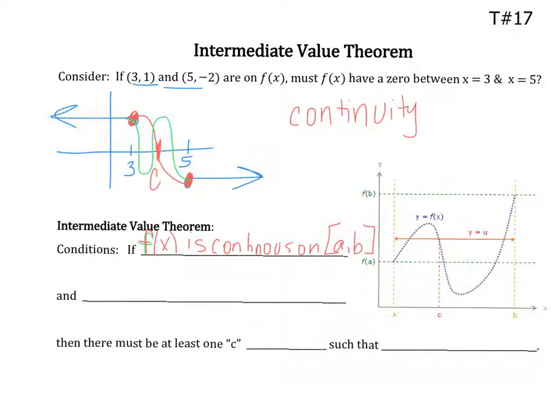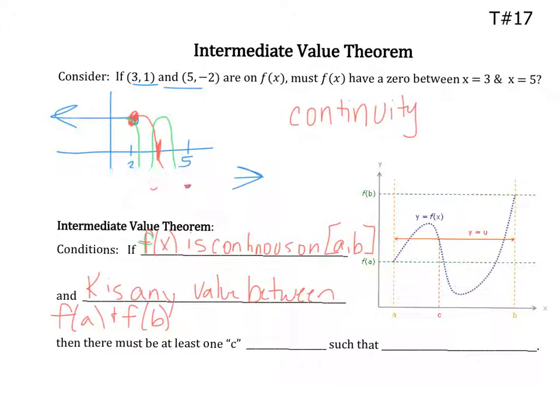And the second condition is that k, you give me a constant between the two endpoints. So let me write it and I'll show you what I mean. K is any value between f of a and f of b. What does that mean?